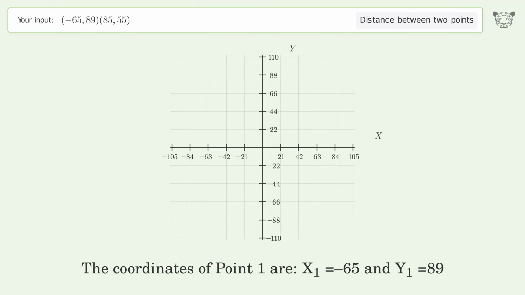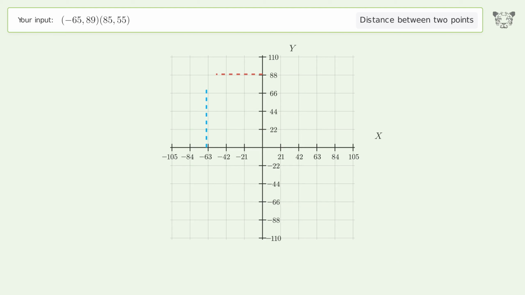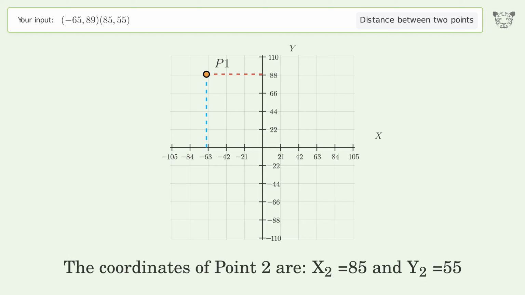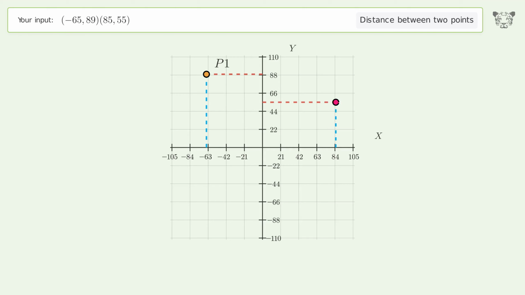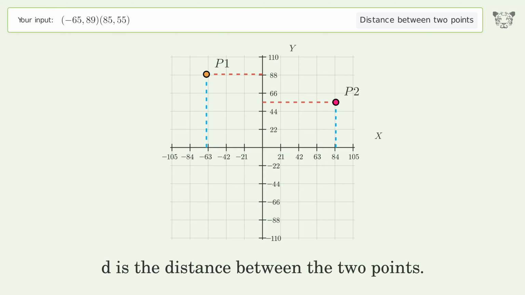The coordinates of point 1 are, x1 equals -65 and y1 equals 89. The coordinates of point 2 are, x2 equals 85 and y2 equals 55. D is the distance between the 2 points.